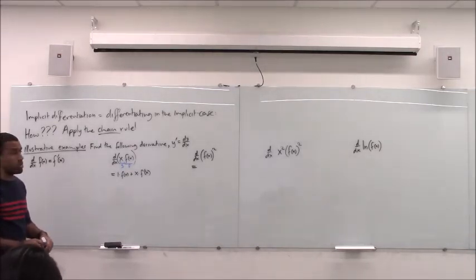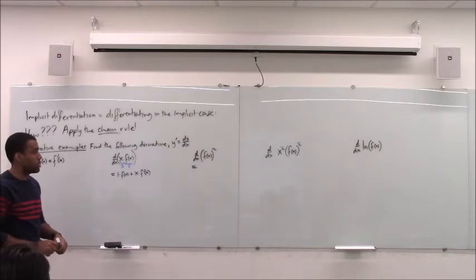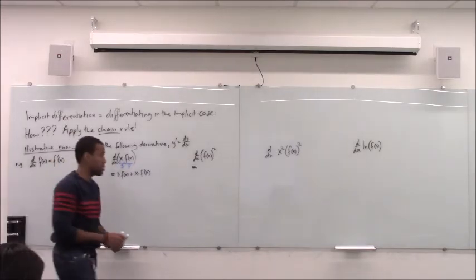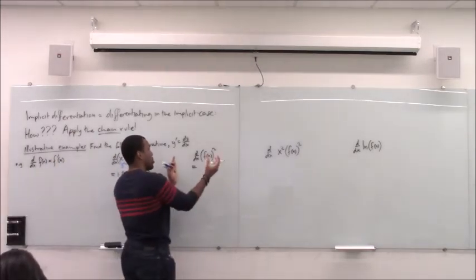Would it be 2 f of x? 2 times f of x? Or times f prime? Times f prime, right? That's where the chain is coming in. So now remember what the chain rule says.